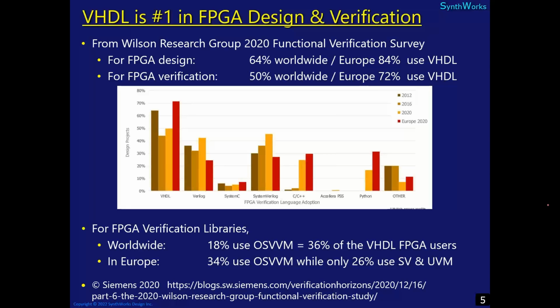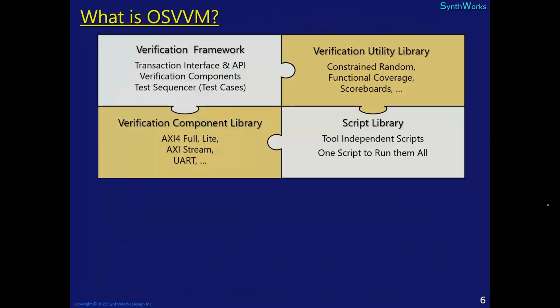With respect to OS-VVM, worldwide, 18% use OS-VVM. If we look at just the VHDL FPGA users, then it's 36%. In Europe, 34% use OS-VVM, while only 26% use SystemVerilog and UVM. So that's an interesting marker there too. In the FPGA space, especially in Europe, SystemVerilog is not the thing.